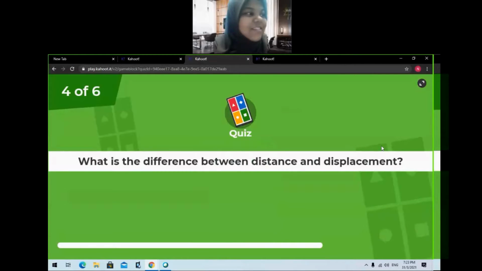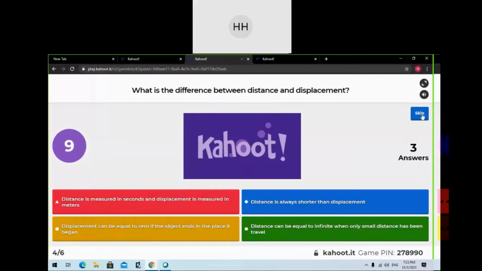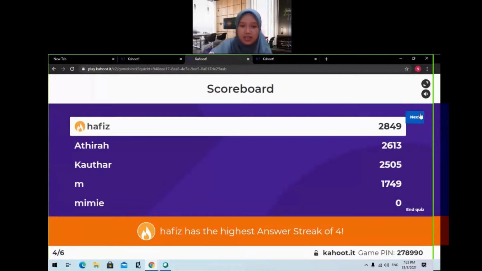What is the difference between distance and displacement? You can choose. I'm going to shorten the time as we have 5 minutes before our class ends. Okay, 3 have chosen the right answer. The answer is displacement can be equal to 0. We will do it again later, okay? Hafiz is still number one.